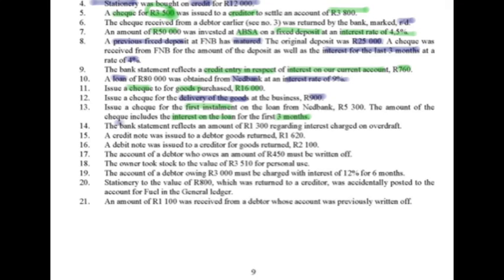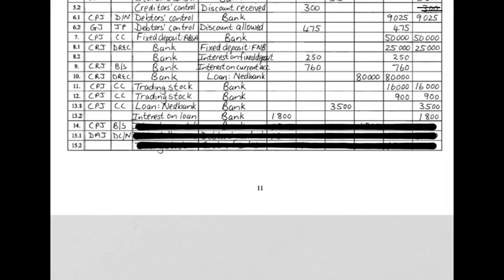14. The bank statement further reflects an amount of 1,300 regarding interest charged on overdue account. So when interest is charged on an overdue account, remember the CPJ is used. Bank statement is my source document. My bank is decreasing, so assets are decreasing on the debit. Oh, it's an overdraft, so in other words, my liability is increasing with 1,300. Then interest on overdrafts is an expense account, so my owner's equity is also decreasing with 1,300. My expense account, therefore, is gaining 1,300 Rand.